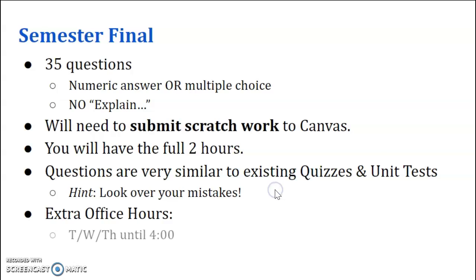Extra office hours are available today, Tuesday, Wednesday, and Thursday until 4 o'clock, just to help you prepare for the finals. If you have any last minute questions or anything like that, come to my study hall and I should be there. But you can also email me anytime.